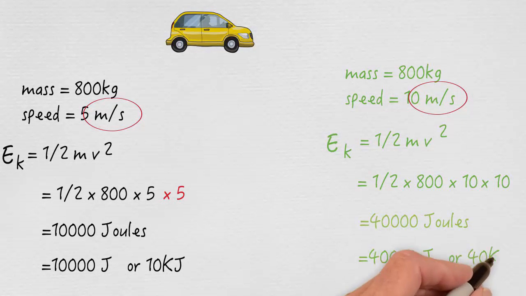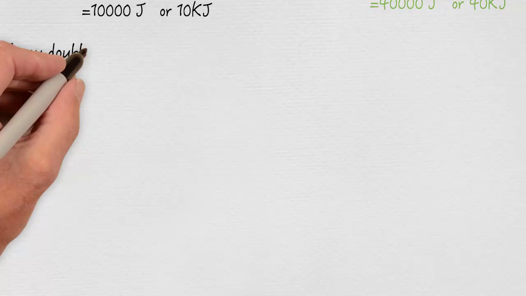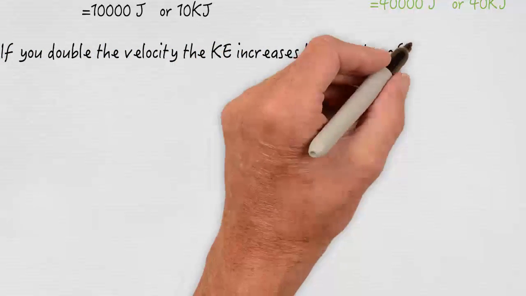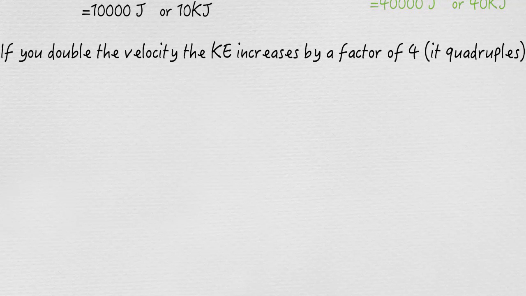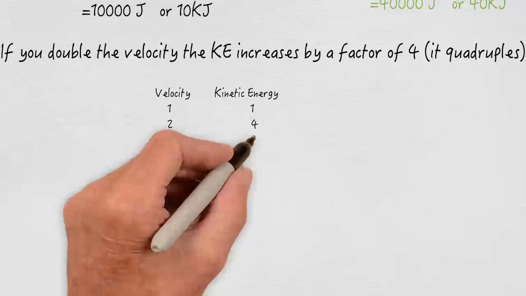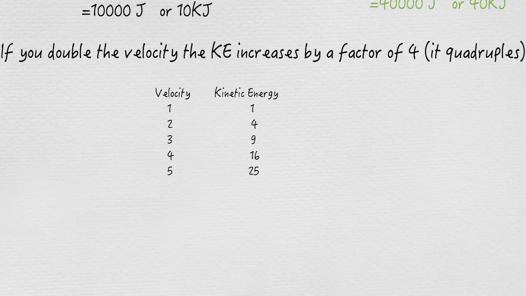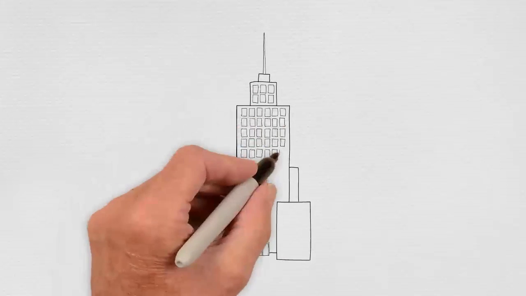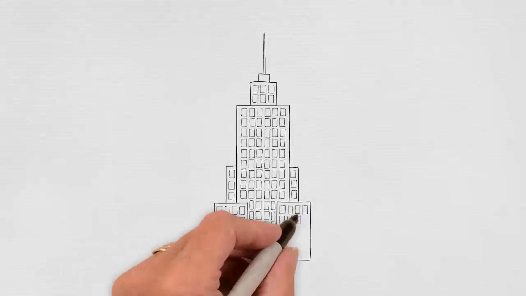Anything you do to the velocity, you must square as part of the formula. So summing up, if you double the velocity, the kinetic energy increases by a factor of 4. You have to square what you do to the velocity. We've got some examples here. If when the velocity was 1, the kinetic energy was 1. If the velocity was 2, it would be 2 squared, so it becomes 4. If it was 3, it becomes 3 squared, 9, 4 squared, 16, 5 squared, 25. The squaring has the effect of increasing the energy by squaring any increase.